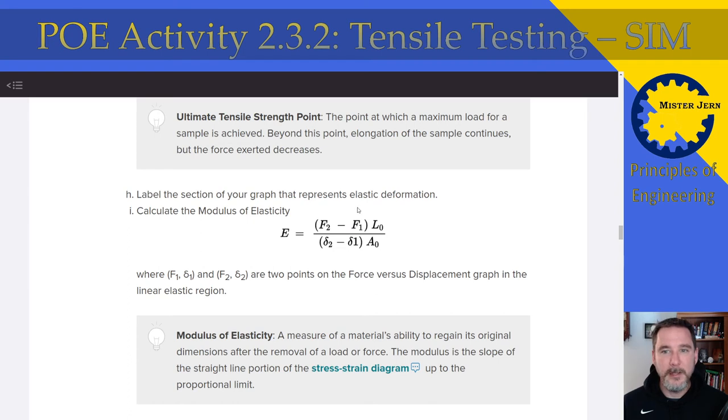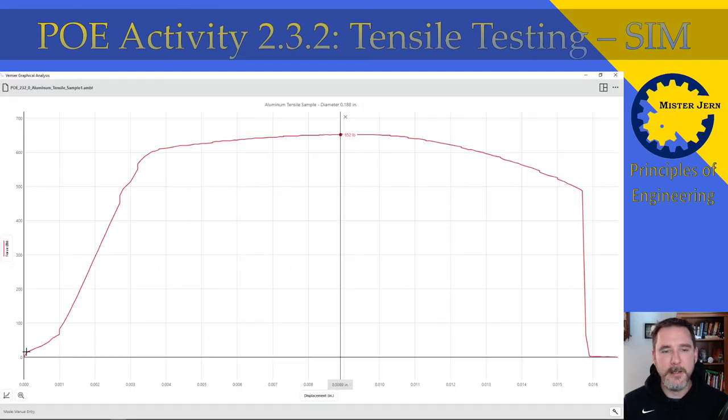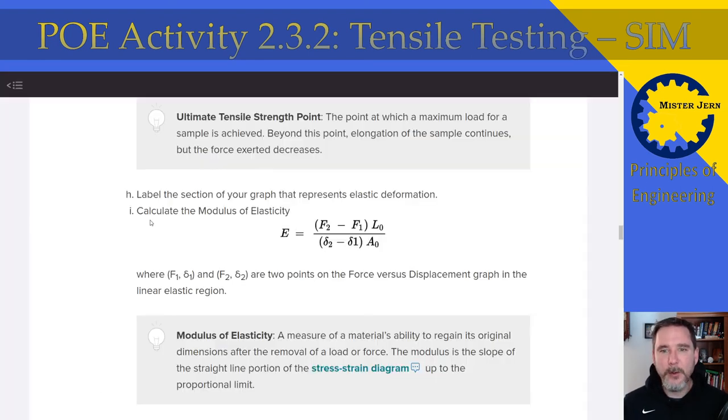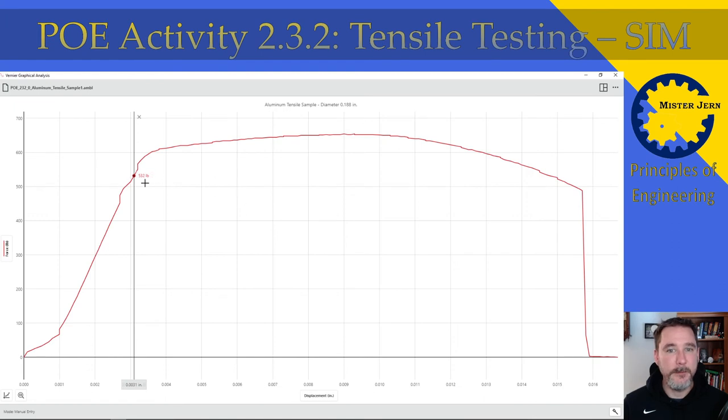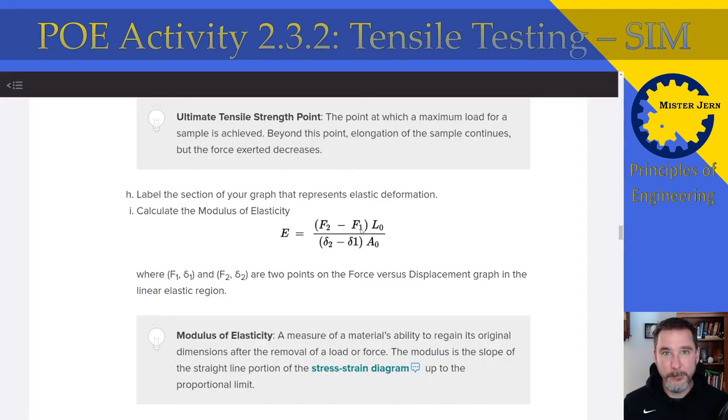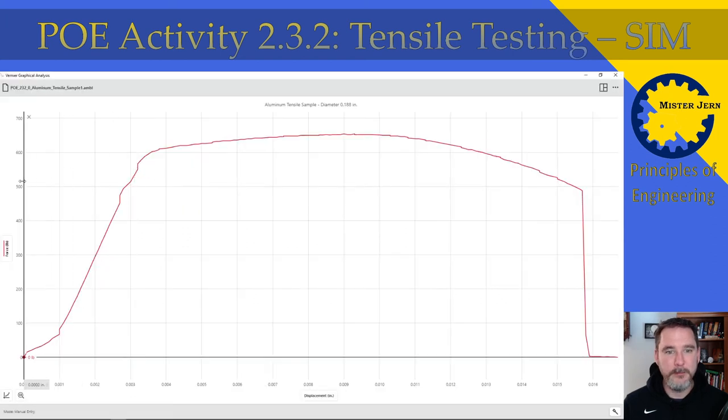Okay, elastic deformation. Let's just start at 0, 0 just for funsies. Let's say it goes up to here. I know there's a little weirdness going on here, but we're gonna work with what we got. So I'm going to scooch this over because I don't know why it goes straight up like that. Sometimes that happens. So for force two, force one, what is the force at two? All right, here's two. The force is 532. Force at point one, well, hopefully it's zero. Yeah, so you go all the way to the end, it's zero force. So you're gonna subtract the two.